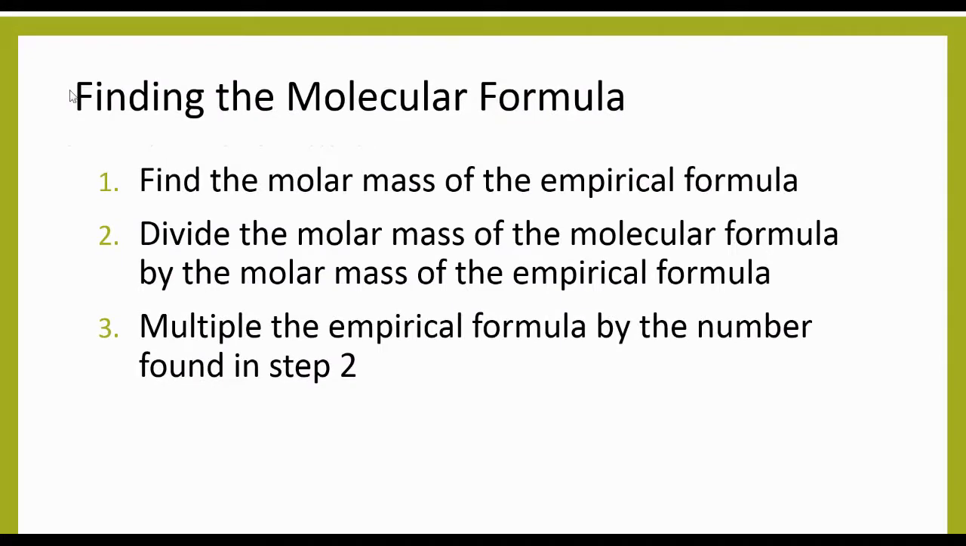Okay, so when finding the molecular formula, I don't think this is in your notes, so please make sure to go ahead and add it. Write this down. The first step is we want to find the molar mass of the empirical formula. Next, we're going to divide the molar mass of the molecular formula, that total one, which will always be given to you, by the molar mass of the empirical formula, the thing you found. And then we're going to multiply the empirical formula by the number that we found in the previous step, whatever that is, whether it's 1, 2, 10, 20, whatever it is. Okay, so let's go ahead and work through some examples of this.